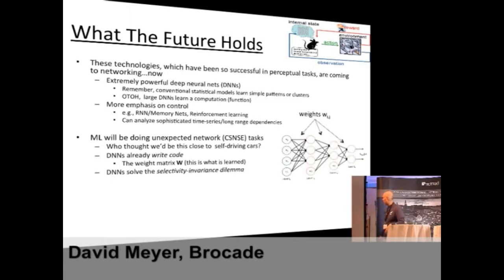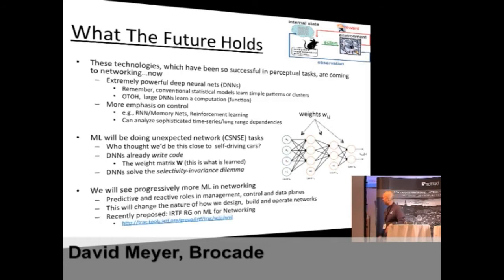This also solves a problem that most frequently can't be solved by human programmers, which is called the selectivity and invariance thing. You want to be selective, but invariant. You want to be selective to the things that you care about and invariant to the things that you don't care about. So for example, right now, there's not an obvious way to write a program that recognizes speech, but these things do it really well. They can write a program that does that.